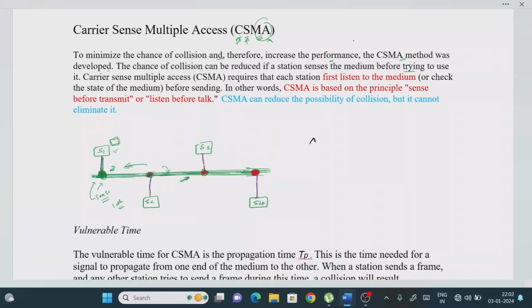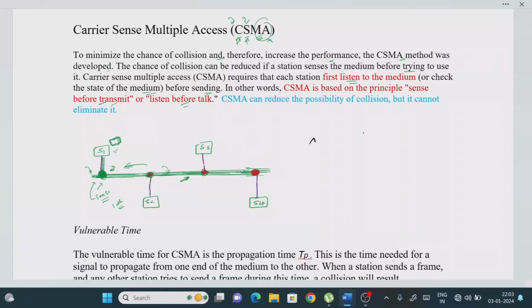So it means we are sensing the carrier. CSMA requires that each station first listen to the medium, or check the state of the medium, before sending. In other words, CSMA is based on the principle of sense before transmit, or listen before talk. It means that if you have a frame, don't send it immediately. First you check the channel. If it is idle, then only you transmit the frame. If it is busy, you wait for some time. Once it becomes free, then only you transmit. That is the basic principle of the carrier sense multiple access protocol.